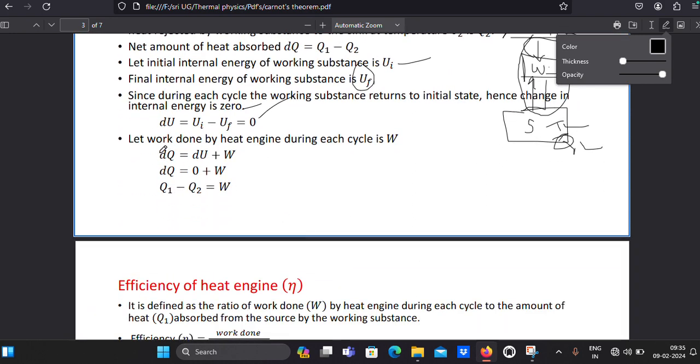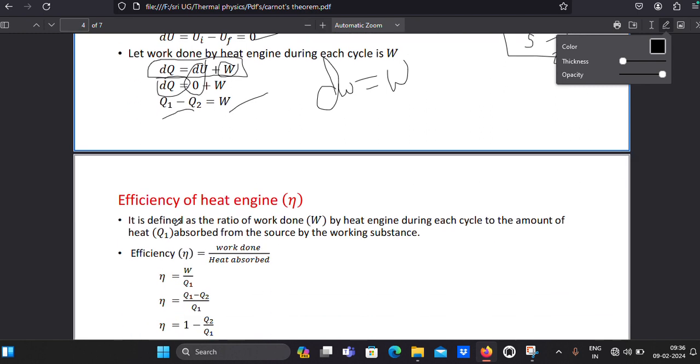Let W be the work done by the heat engine during each cycle. So it is the first law of thermodynamics. Friends, the first law of thermodynamics is dQ equals dU plus dW, but here we are not taking dW, we are taking W. So instead of dW, let me write simply W only, and here the dU value is 0. And dQ, we know, the difference in heat energy, is Q1 minus Q2. So Q1 minus Q2 is the work. Like this, work is the difference of two heat energies.